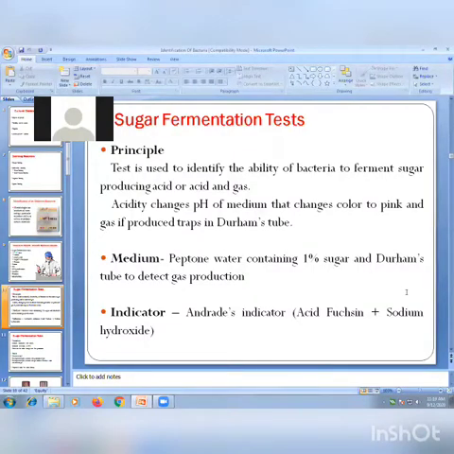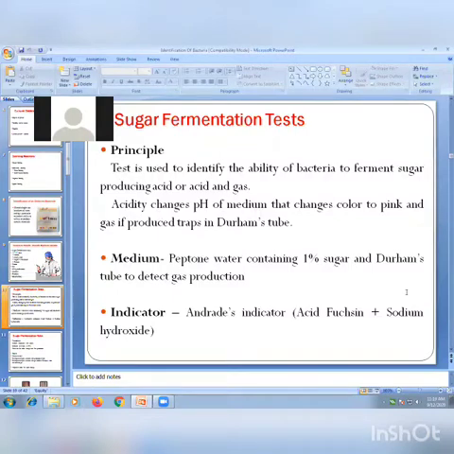Right, in the name of the media is peptone water. In that peptone water, 1% sugar. For example, if we are preparing glucose, 1 gram glucose in 100 ml peptone water. So that is called 1% sugar in peptone water.